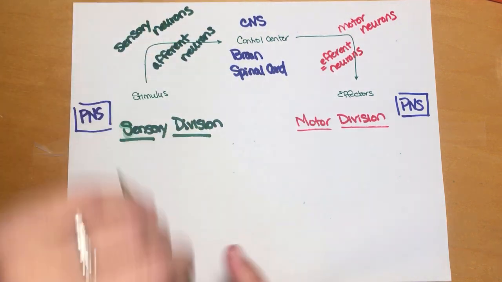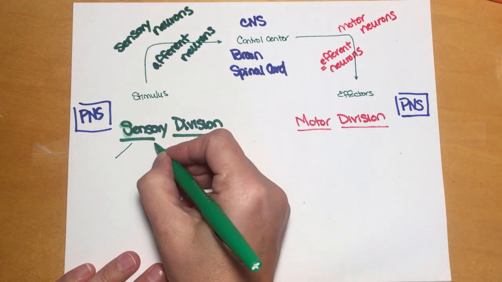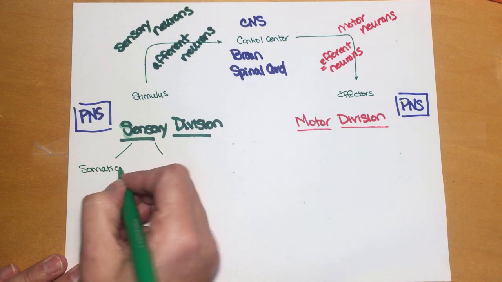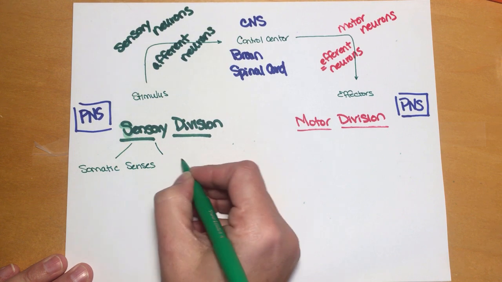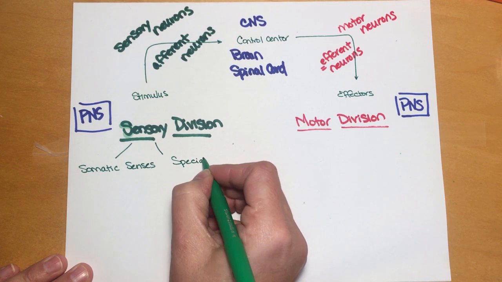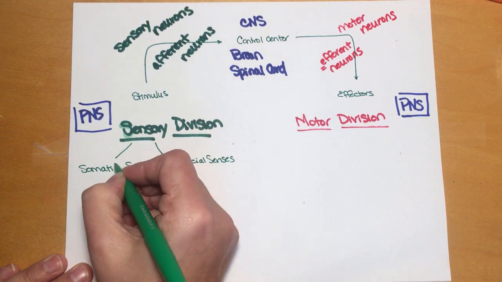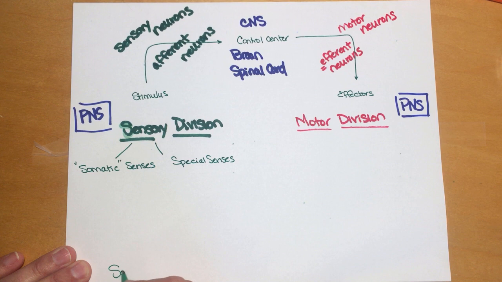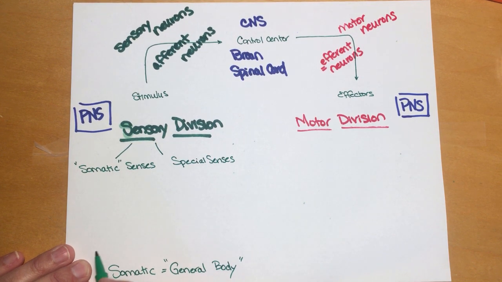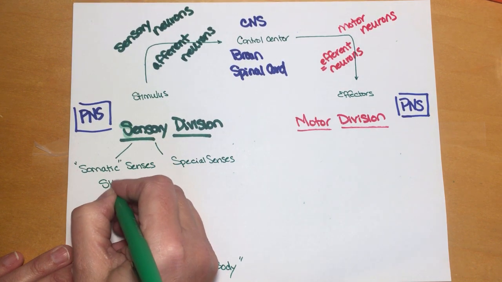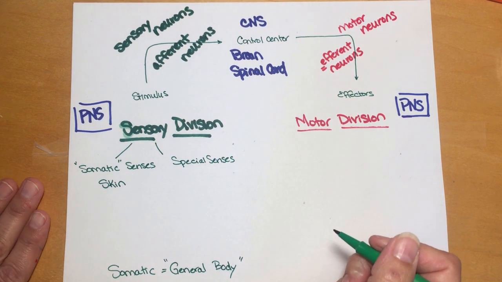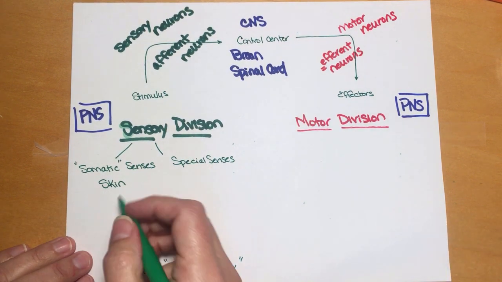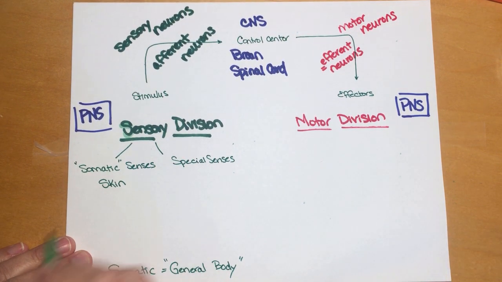There are divisions within our divisions. So the sensory division can actually be divided into somatic senses and special senses. Now, whenever you hear somatic, I want you to think of general body. So I'll write that down here. Somatic senses are going to be things that are coming from your skin. Things like touch, pressure, vibration, temperature, all that kind of stuff are somatic senses.